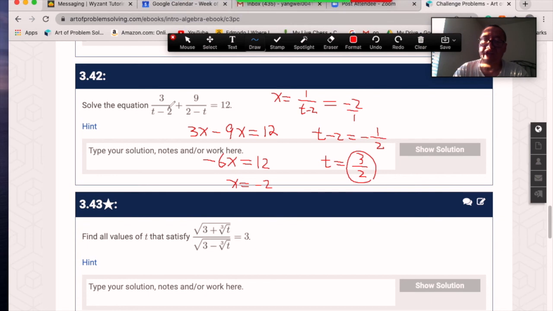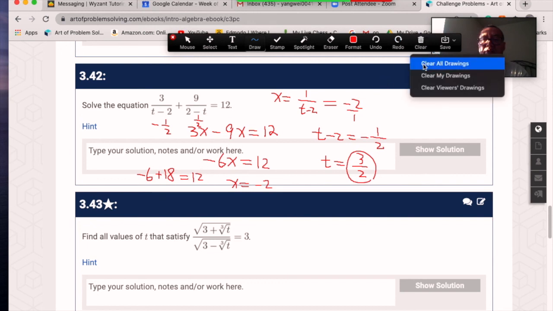Then you need to go back and check if this is correct. Plug into the original equation. Use 3 over 2 to replace t. That will be 3 over 2 minus 2. Here you get negative 1/2. Then 2 minus t, you get positive 1/2. Then 3 divided by negative 1/2, you get negative 6. Then 9 divided by positive 1/2, you get 18. So 18 minus 6, you get 12. So both sides are equal, right? So that means the answer we got is correct.